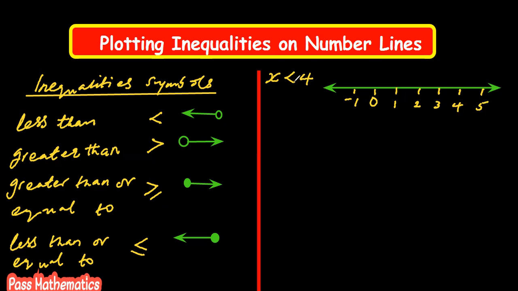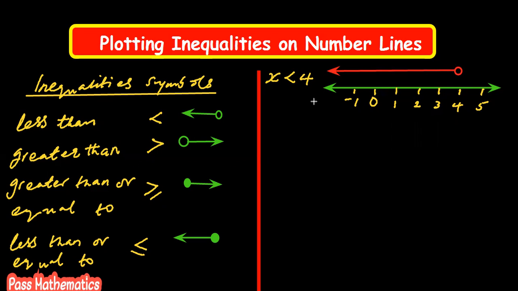Since x is less than 4, we're going to start from 4 here. So we start from 4, and then we draw this arrow to the left since it is less than. And then we attach this unshaded circle to show that it is less than. So this is how to represent it.